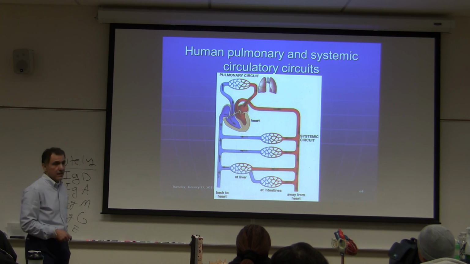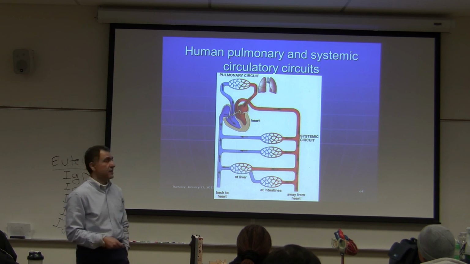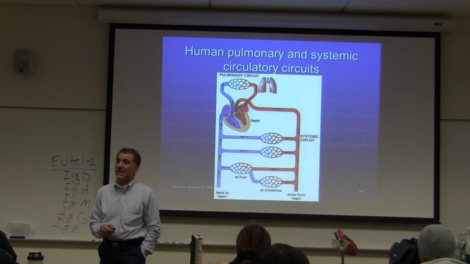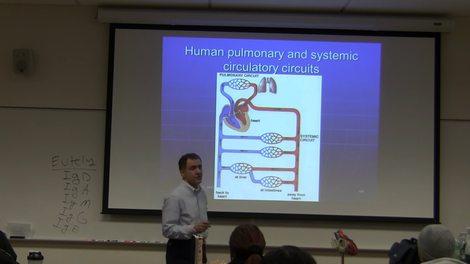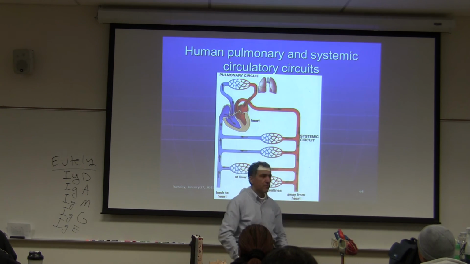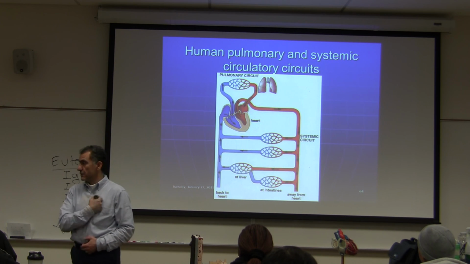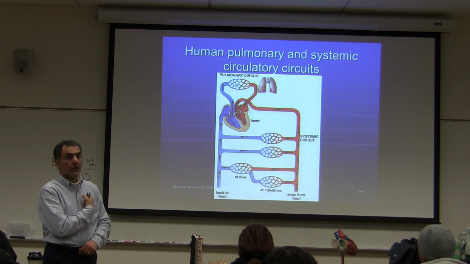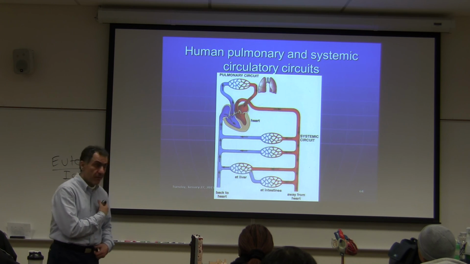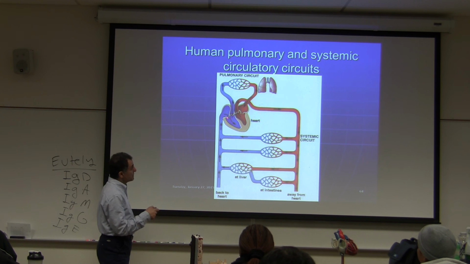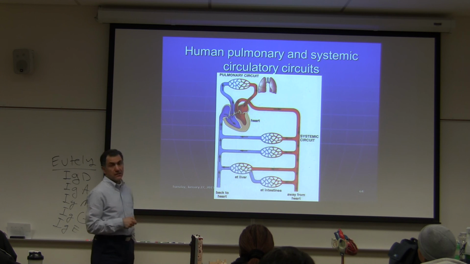One last thing, you should know the difference between the pulmonary circuit and the systemic circuit. Systemic, anytime for the rest of your life you hear the term systemic, it means all over your body. Pulmonary circuit, pulmonary means lungs. Remember that. Okay, so when the blood is pumped between the heart and lungs, it's called the pulmonary circuit.